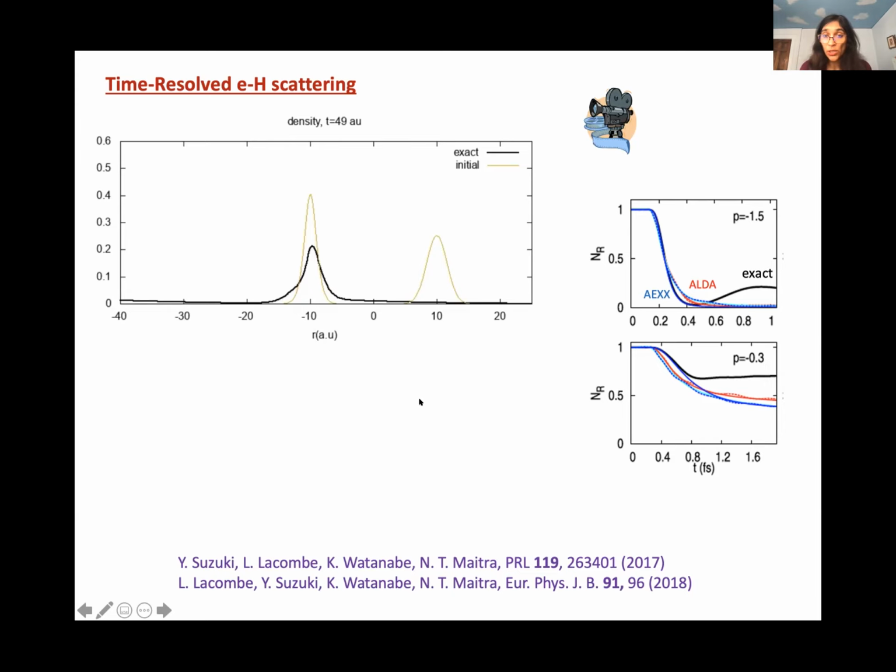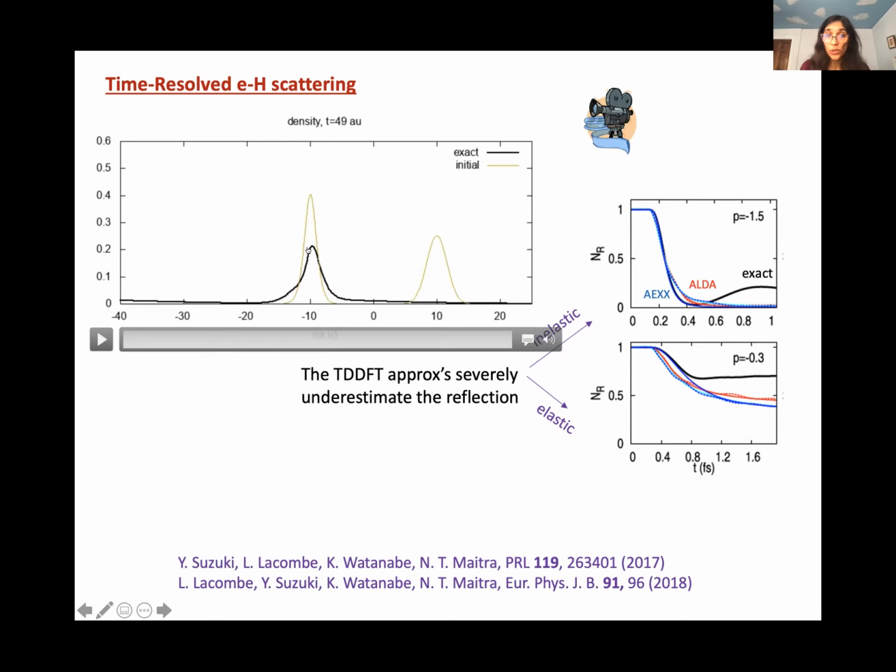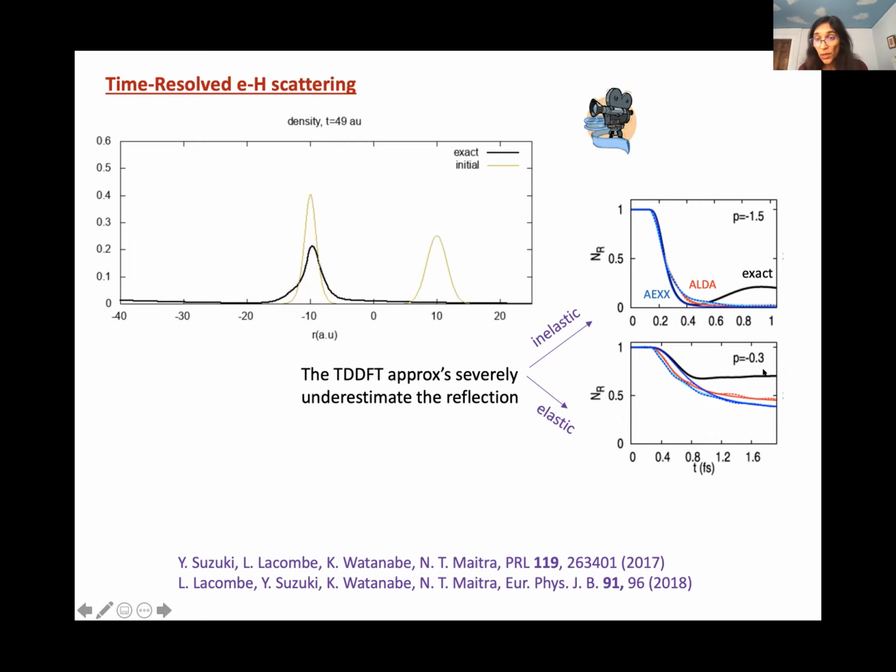These are the approximations, ALDA and adiabatic exact exchange, in the red and the blue, and you see that they do a very poor job in capturing any reflection. This is inelastic scattering. There was a lot of energy exchange with the hydrogen atom sitting there. We can also look at elastic scattering, so lower momentum, and you find that there's quite an underestimate of the reflection in this case.